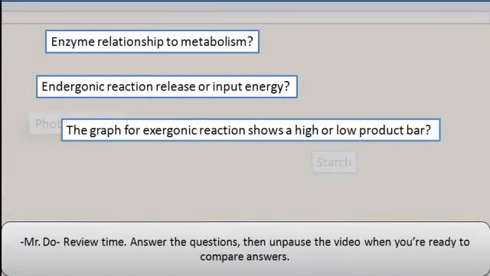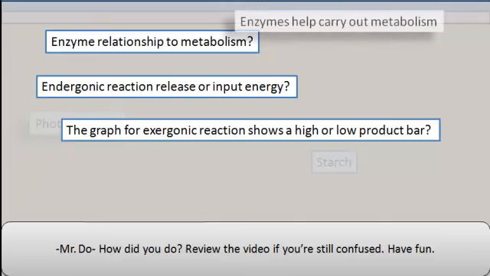Review time. Answer the questions, and then unpause the video when you're ready to compare answers. How did you do? Review the video if you're still confused. Have fun!